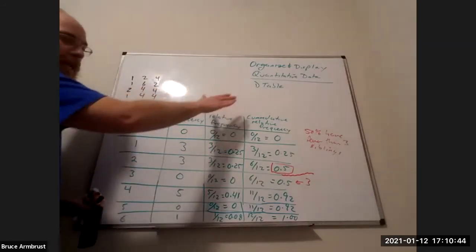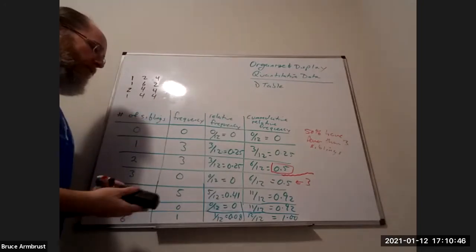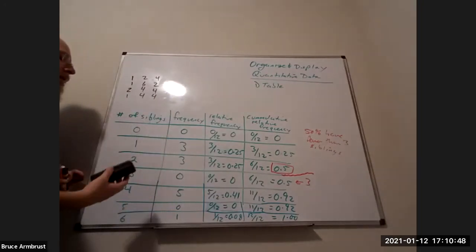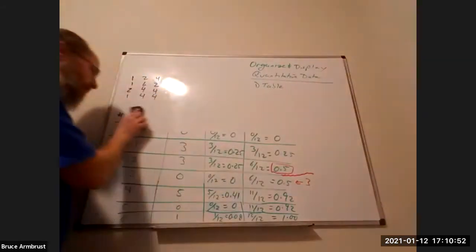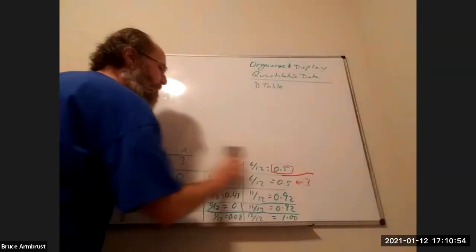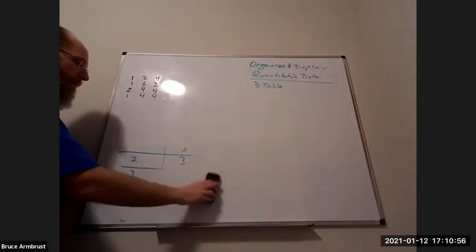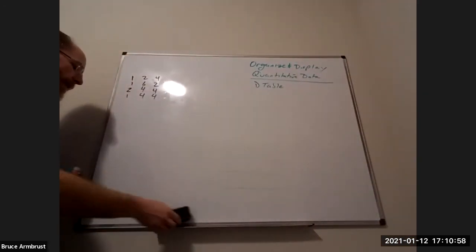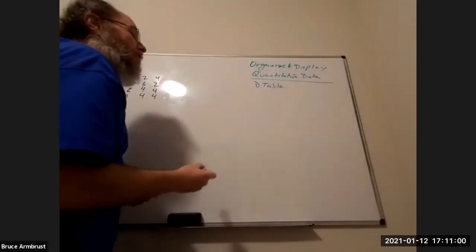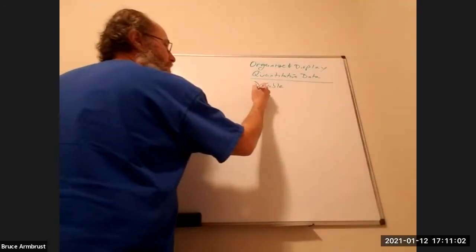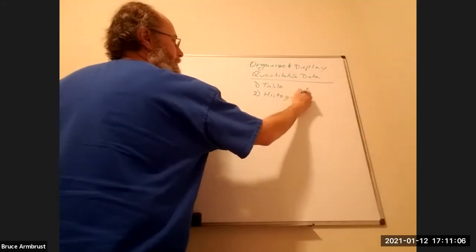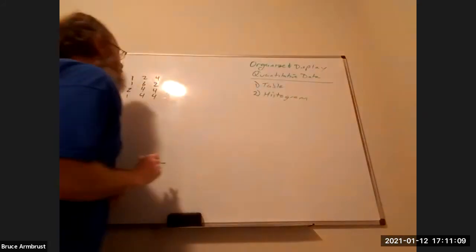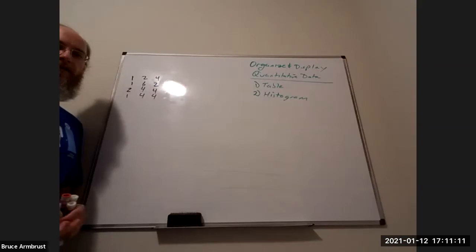All right, so tables, they're great. We can use them just like before. But there are some other kinds of representation of this data. The next one is very similar to the bar chart, but this one's called a histogram. And we're going to make a histogram of this data.